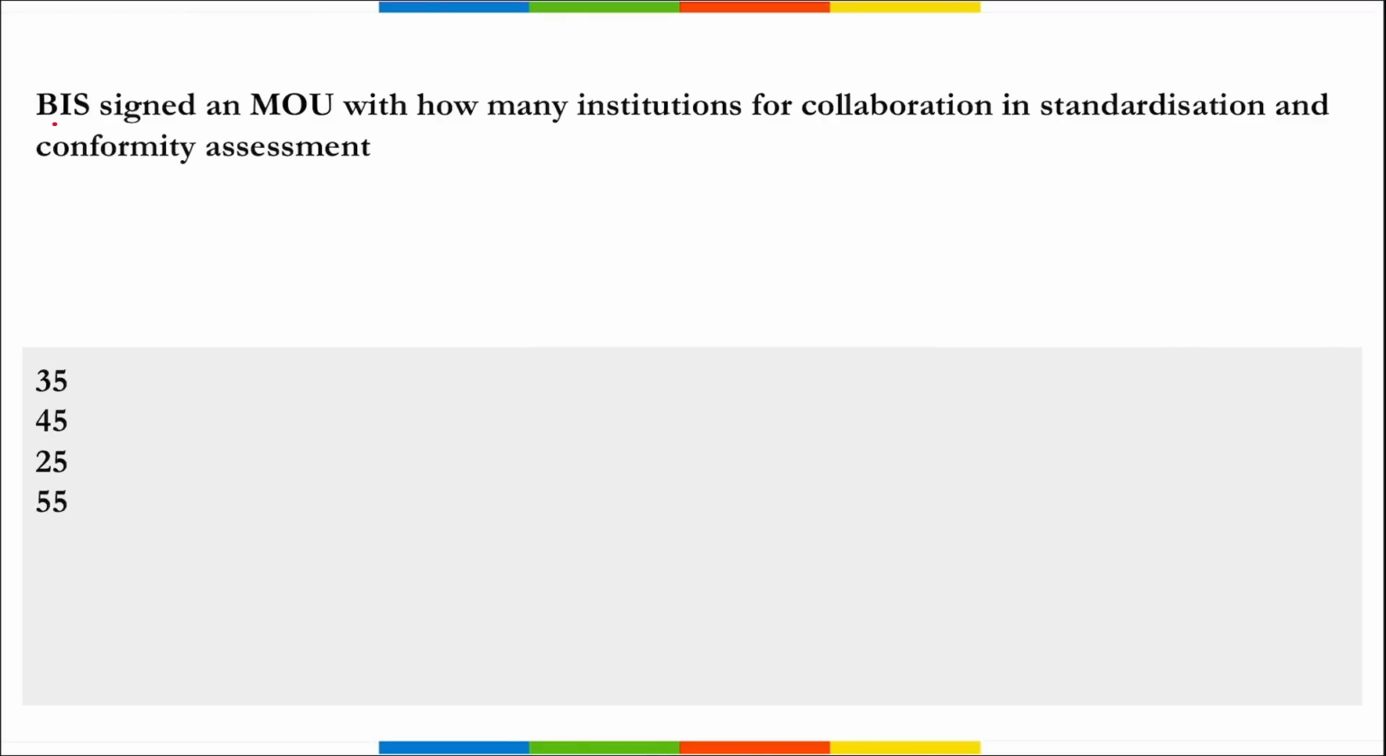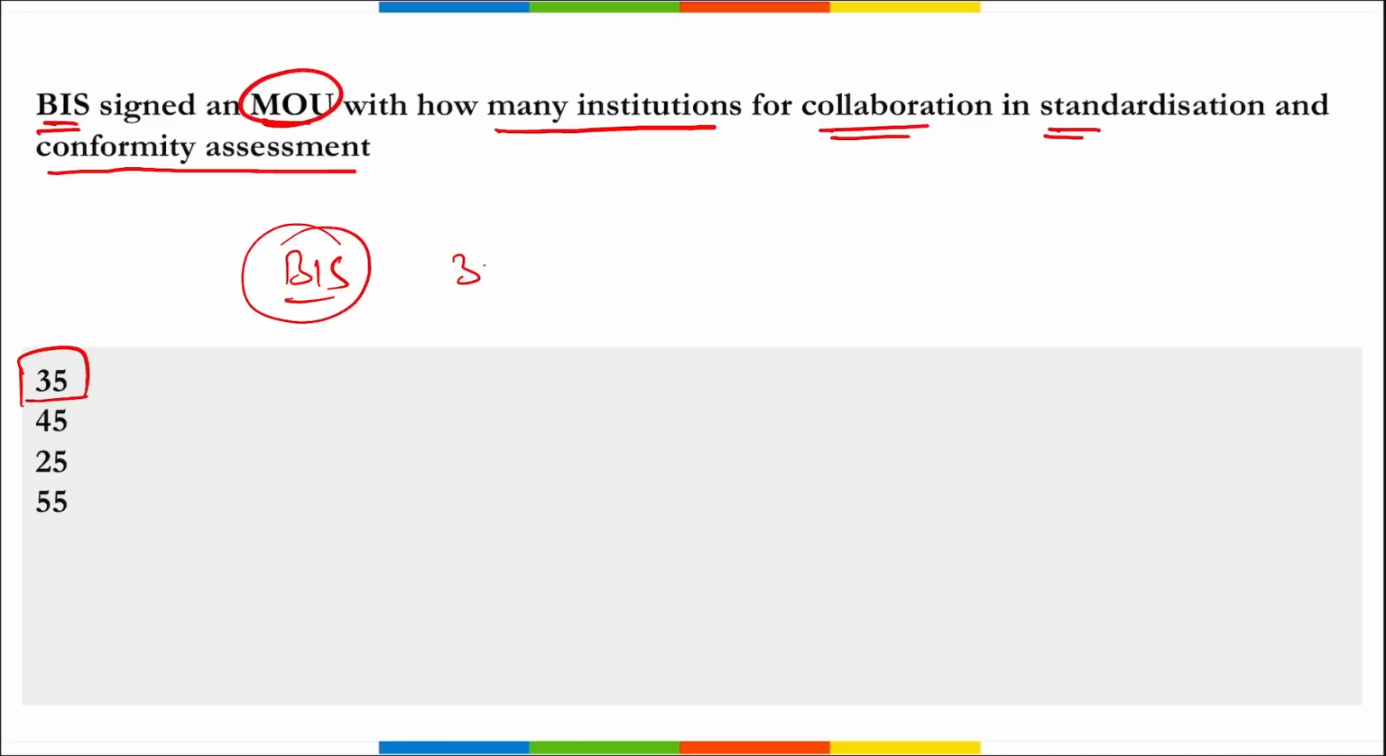Next is your BIS. What does BIS stand for? Bureau of Indian Standards, right? BIS recently signed this MOU, Memorandum of Understanding, with how many institutions for collaboration in standardization and conformity assessment? It is with 35 institutions. I repeat, BIS signed an MOU with 35 institutions across India for collaboration and conformity assessment. Right? The institutions included prominent NITs, government and private engineering colleges across different states in India.